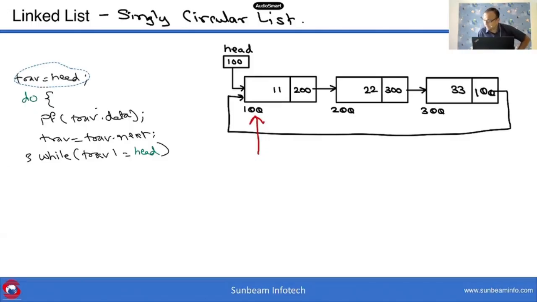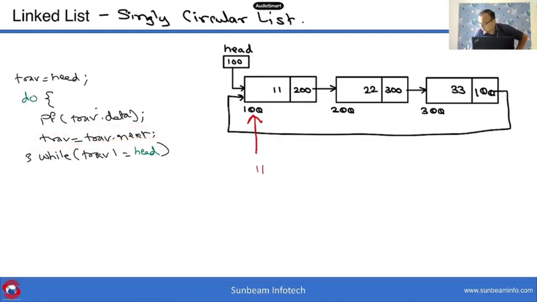Trav is equal to head. Yes, trav is equal to head. printf trav dot data. What it will print is trav's data, which is 11. 11 is printed. Okay, that is good. Then what is the next line? The next line is saying that trav is equal to trav's next.